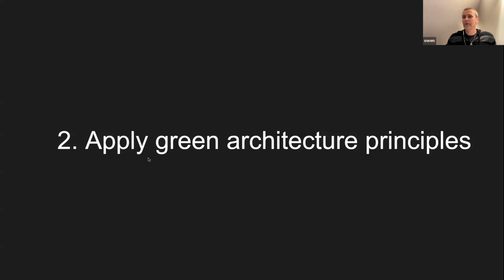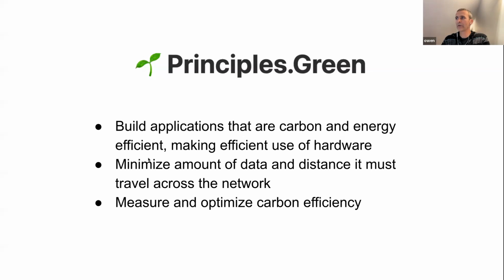All right. So the second way that you as a DevOps engineer, a software developer, a technologist can help reduce the carbon footprint of the services that you're operating is to apply a growing list of what are considered green architectural principles. There are a few resources that you can check out that have information on this. One of the first is principles.green. It's a website that's set up by the technical sustainability lead for Microsoft.